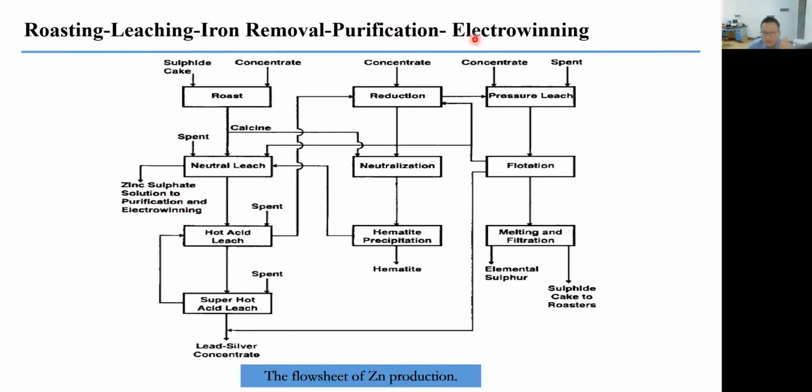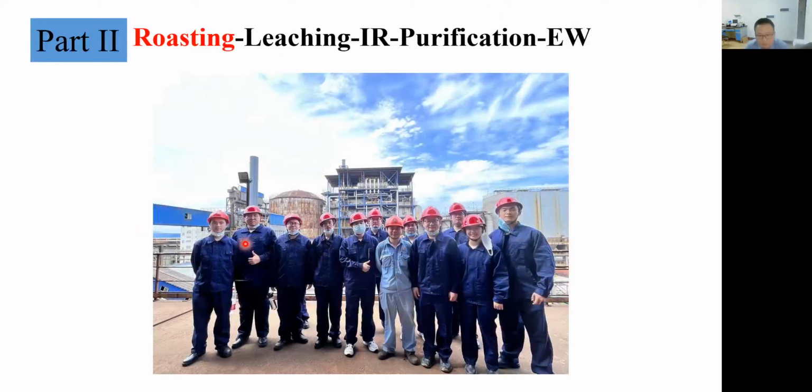So the purification, electrical winning process, and this iron removal process has been used here, like hematite precipitation. Hematite is a typical iron mineral which is used in the zinc hydrometallurgical process to remove the iron in this solution, from the hot acid leaching. And we will have a detailed discussion in the following slides. And this is a brief introduction of the flow sheet of zinc, which is widely used all over the world.